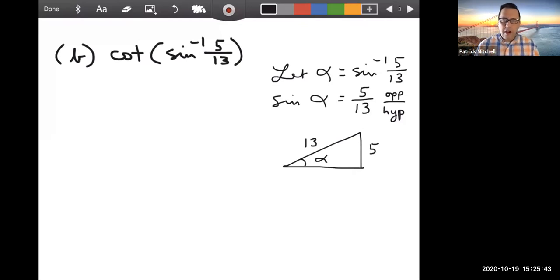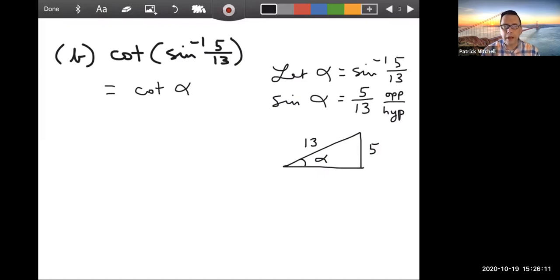All right, so what are we trying to find? We're trying to find the cotangent of the inverse sine of 5/13, which is the cotangent of alpha. Now, SOHCAHTOA does not help with the reciprocal functions. It doesn't help with cosecant, secant, or cotangent. So for those, you have to know your reciprocal identities.